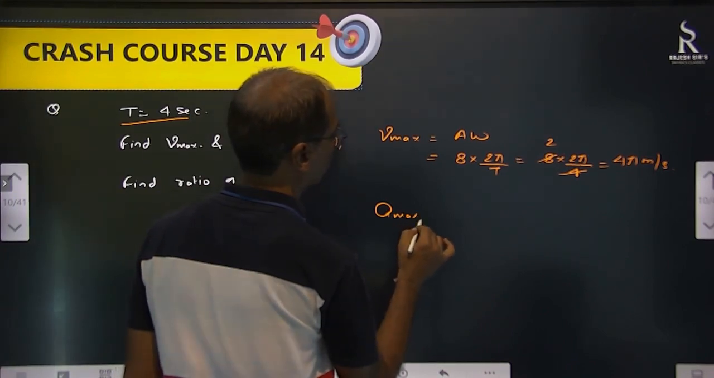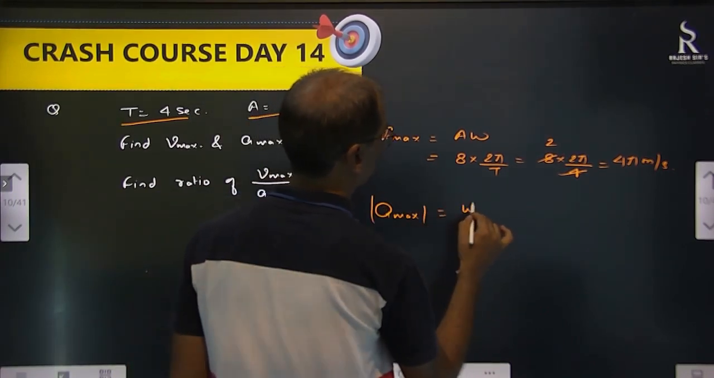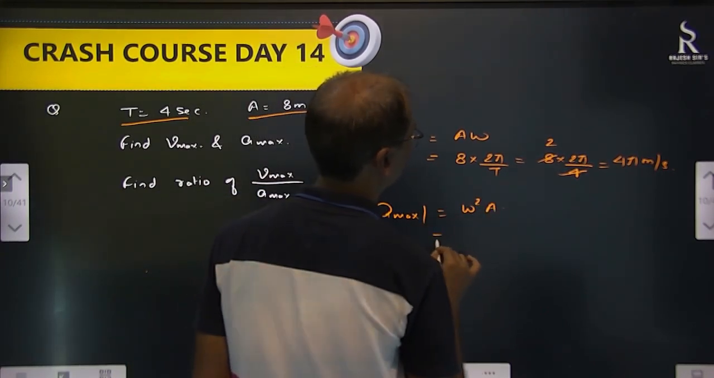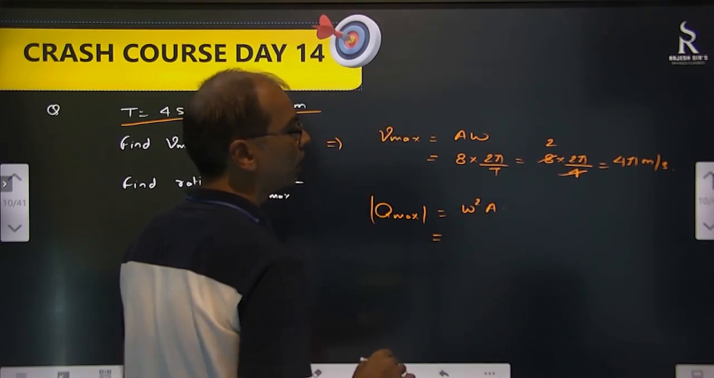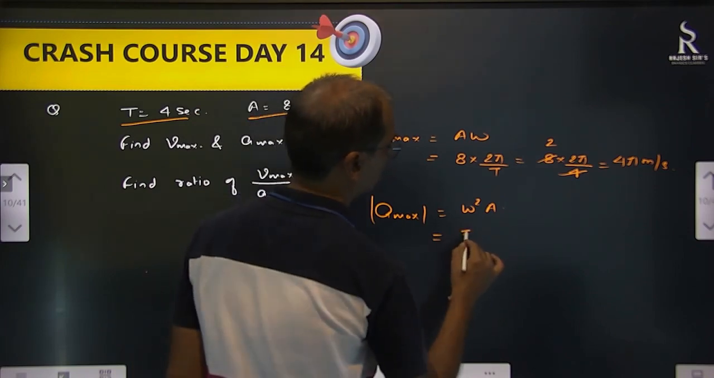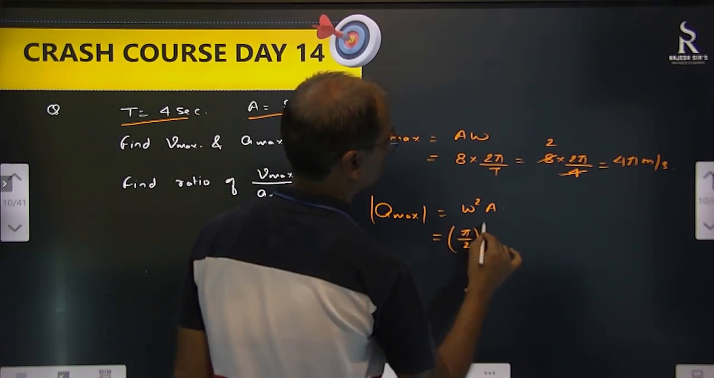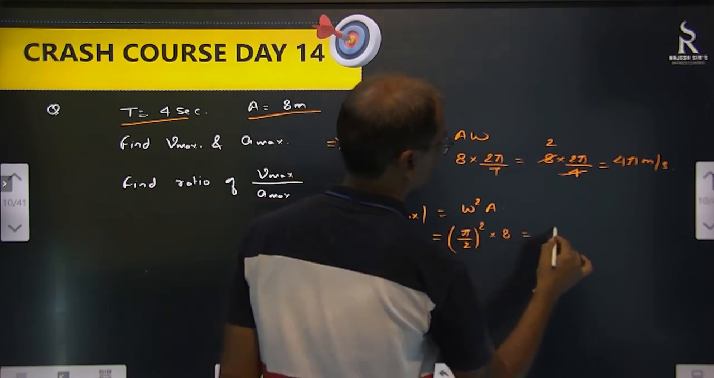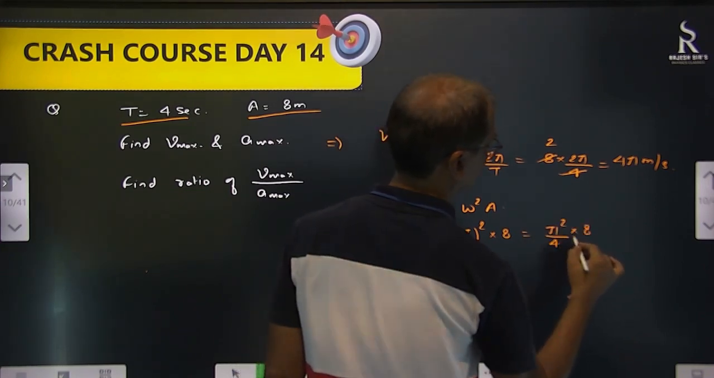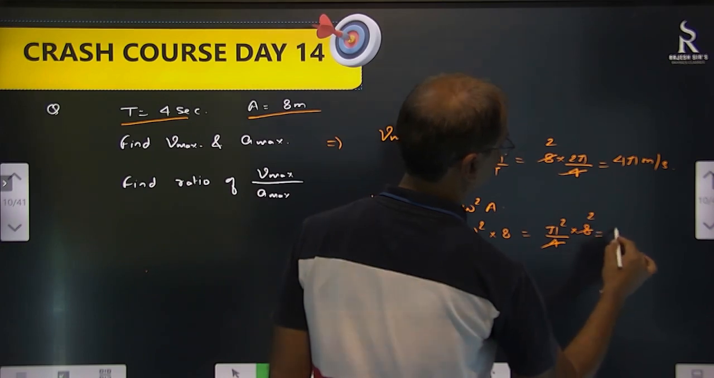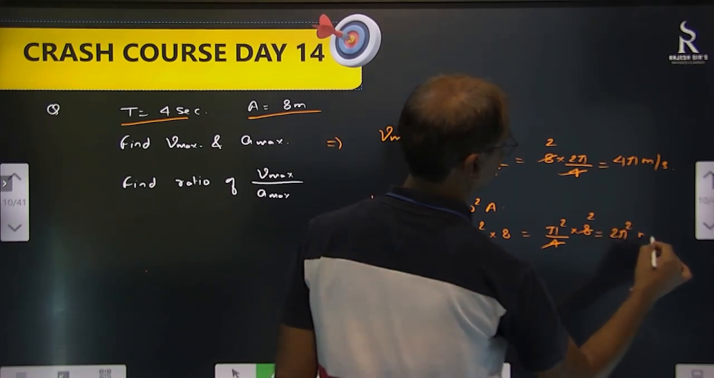Then acceleration maximum. Acceleration's maximum value is omega square a. Omega value is what? 2 pi by 4, which means pi by 2. So pi by 2 square into 8. So pi square by 4 into 8, that is 2 pi square meter per second square.